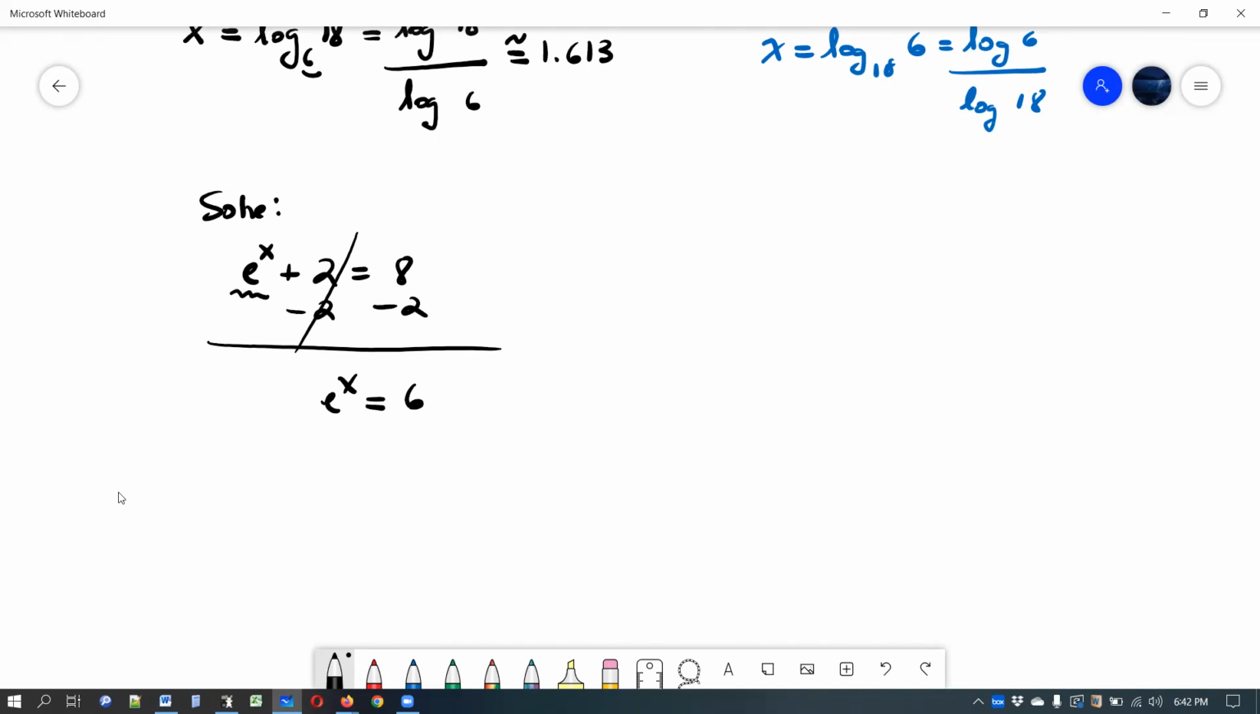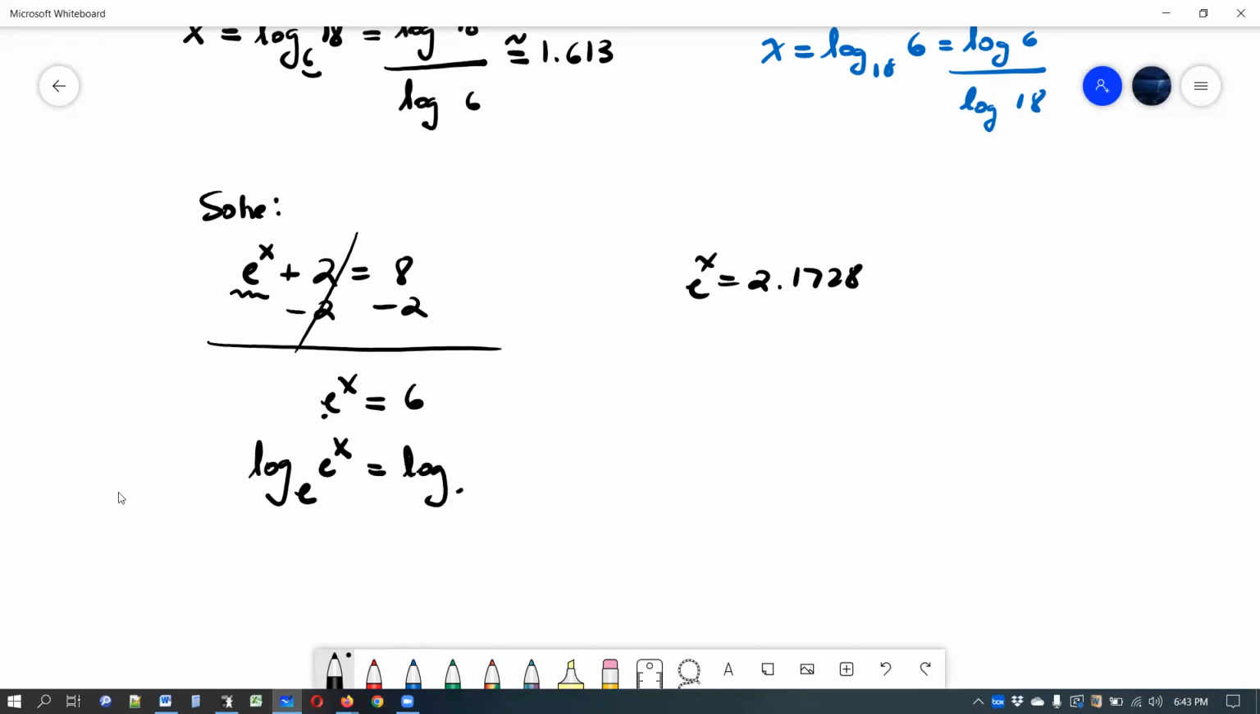E is just a special number that is a little more than 2 and a little less than 3. So it's approximately 2.7182. Okay, we don't need to remember this number because the calculator knows exactly what this number is. We cannot turn this number 6 into e. So what do we do? We are going to take the log of both sides. But log of what base? We're going to take the log base e.